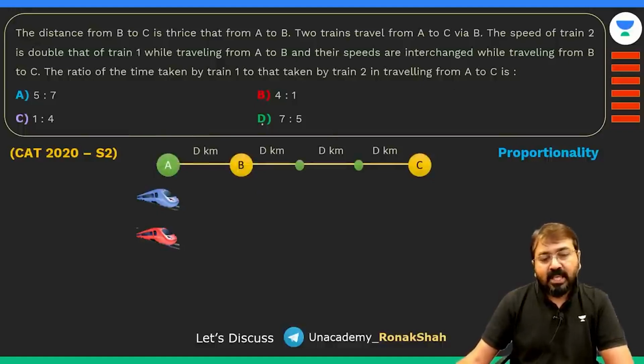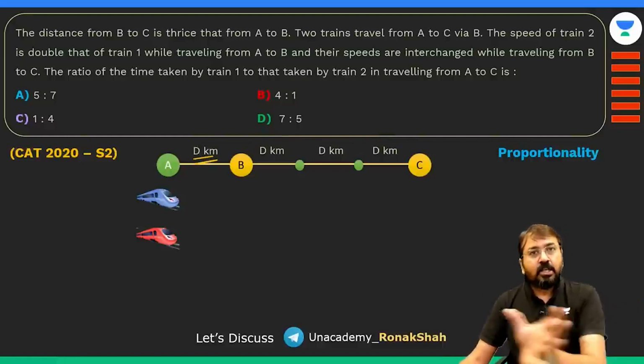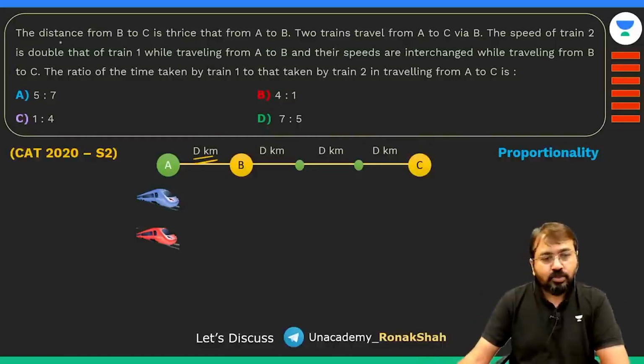Okay, distance from A to B is, if it is D kilometer, then distance from B to C should be 3 times of that. So I have just shown it in different parts. Okay, so as per the given data, now two trains travel from A to C via B. The speed of train 2 is double that of train 1.